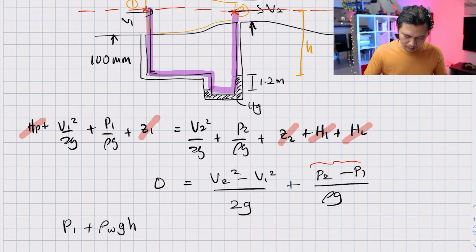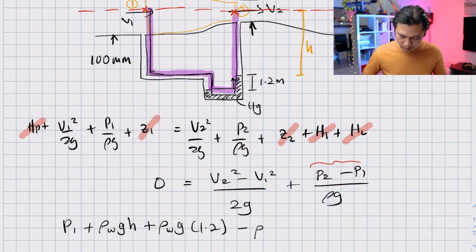And then I'm going to go down one more time. But this is at 1.2 meter. So this is plus rho water times g times 1.2 meter. And I can jump here and go back up. So this will be minus, this time, rho Hg times g times 1.2. And I'm going to go up again to point 2. And this is minus rho water g H equal to P2.